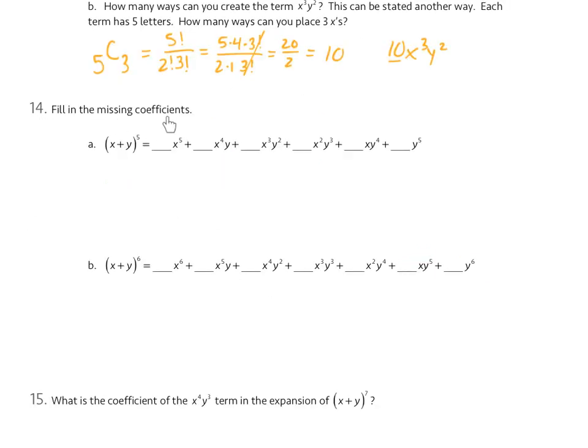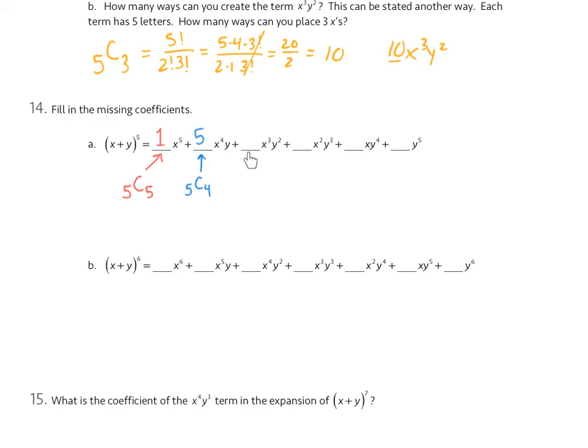14. Fill in the missing coefficients. Part A, (x + y)^5. There's an x^5 term, a term with 4 x's and 1 y, 3 x's and 2 y's, and then the reverse of these, 2 x's and 3 y's, and then only 1 x and 4 y's, and finally all y's. Let's start with this term. There are 5 x's, so the number of ways you can create that term is 5C5, and 5C5 is just 1. This term has 4 x's, so out of the 5 letters we want to choose 4 x's. That's 5C4, and 5C4 you can calculate on your own is equal to 5.